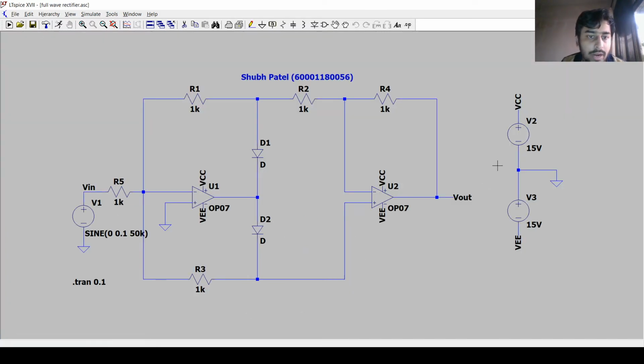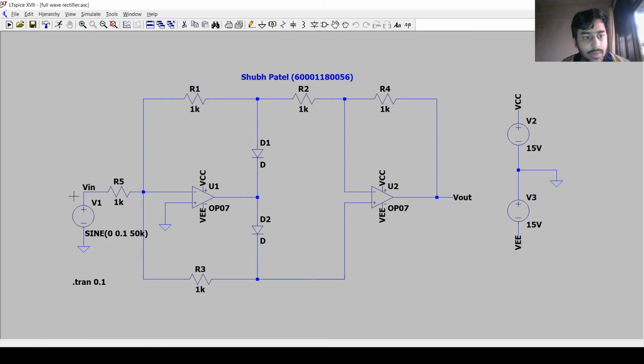This is the full wave rectifier circuit. Here we have used two diodes and two op-amps, and all the resistance values are equal to 1k. We have supplied the input sinusoidal voltage to the inverting input terminal. When Vin is positive, this diode will be on and this will be off, and the output of this op-amp will be negative because this is connected to the negative input terminal, and this will be supplied to this, and the final Vout will be equal to Vin.